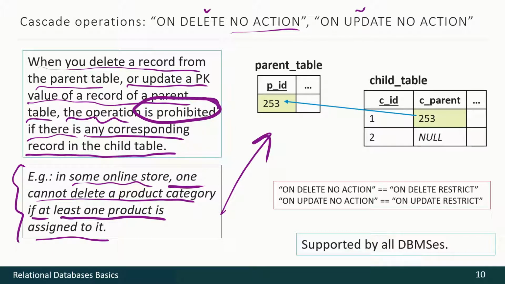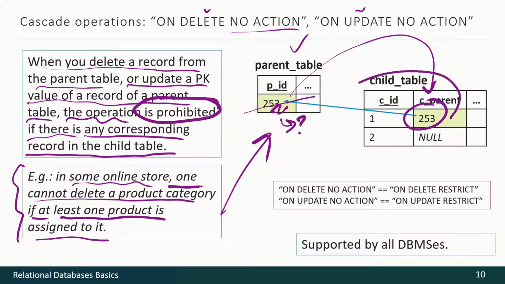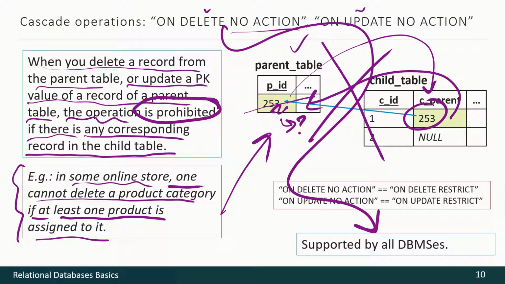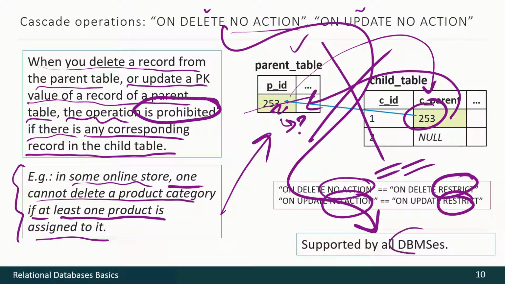If we, for instance, try to delete or update to some new value the primary key of the parent table, the DBMS should check, and if at least one record is assigned to this record, that operation should be blocked. This approach is supported by any DBMSs, and we absolutely should mention that no action or restrict is the same, depending on the SQL dialect you are using in your DBMS.